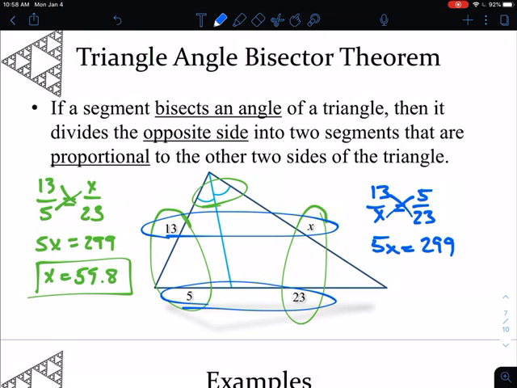So any type of problem that's set up like this, if you got multiple sets of parallel lines, or if you have an angle bisector that you see like right here, you're doing a top over bottom equals top over bottom, or left over right equals left over right, and stay consistent with that.